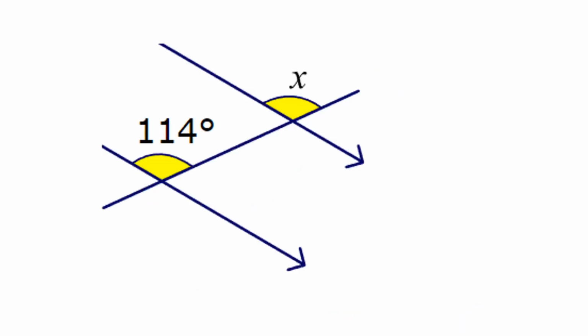What about something like this? We have an angle here and we have an angle here. What is x in this case going to be equal to? Notice how it makes an F shape, right? This is what we call a corresponding angle. And if an angle is corresponding on a parallel line, they are equal. So x is just going to be equal to 114.